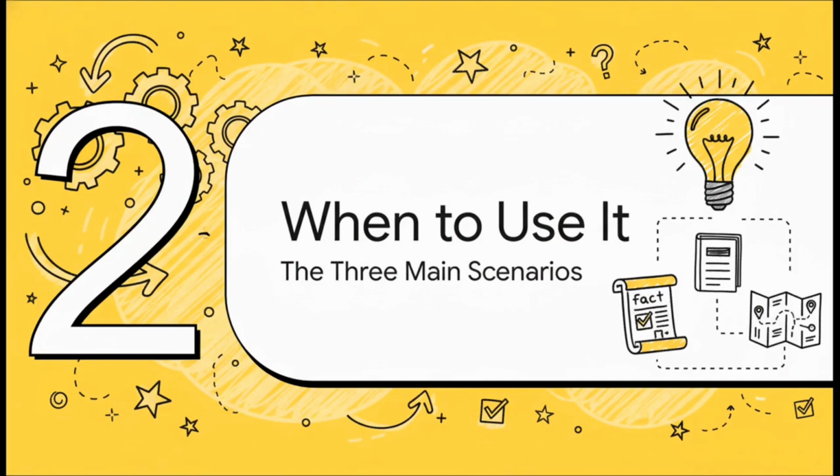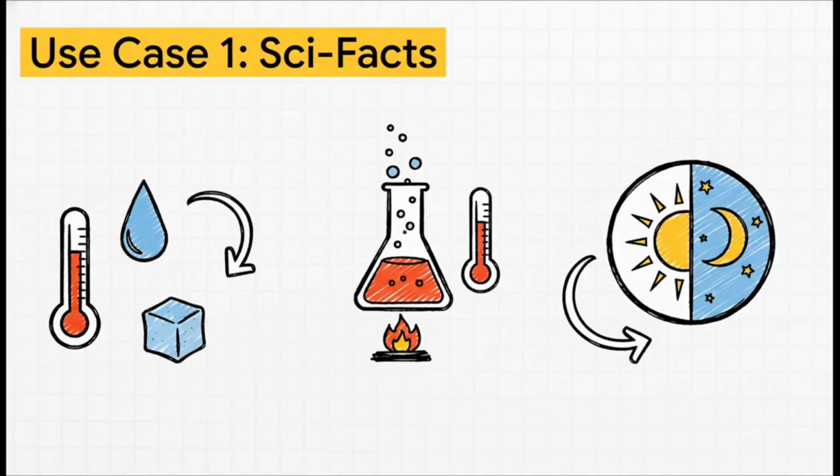Okay, so we've got the what and the how down. Now let's talk about the when. When do you actually use this thing? Well, there are three main situations where the zero conditional is going to be your best friend. First up, and this is the big one, scientific facts. This is like the classic use case, right? We're talking about the universal laws of how the world works. If water hits 0 degrees Celsius, it freezes, period. If the sun sets, it gets dark. These aren't opinions, they're just facts, pure certainties.